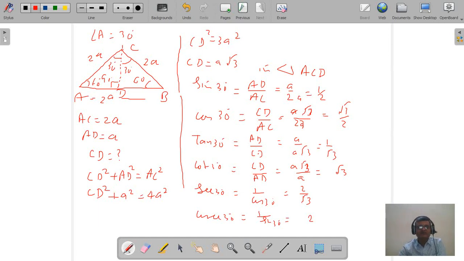Similarly, you can find from this triangle itself sin 60, sin 30, cos 30, tan 60, cot 60, sec 60, and all the angles. So there is no need of deriving further. We are just going to make a chart so that you can remember the things. So we are moving to next page.